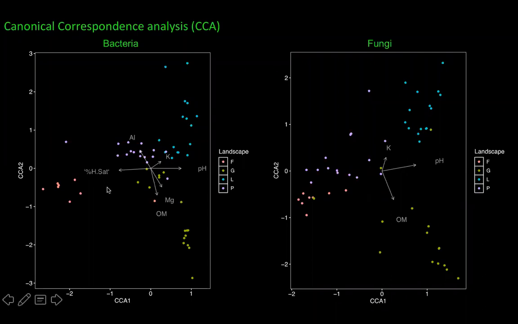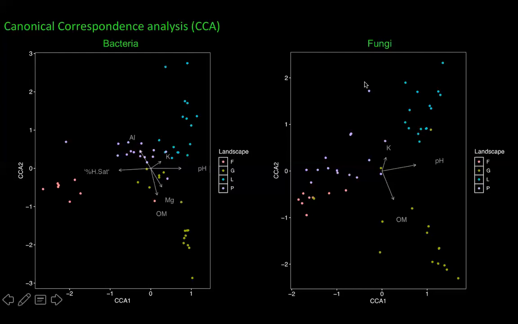So as you can see, these forest soils are clustering here, so they're going to be consistent of a lower pH. Maybe higher aluminum concentrations are going to be more descriptive of these park communities. Higher potassium levels are more descriptive of these lawn communities, and maybe higher levels of magnesium and organic matter are going to be responsible for the assemblage of these garden communities. So this is for bacteria. This shows great evidence that different environmental perturbations may be driving the assemblage of these microbial communities.